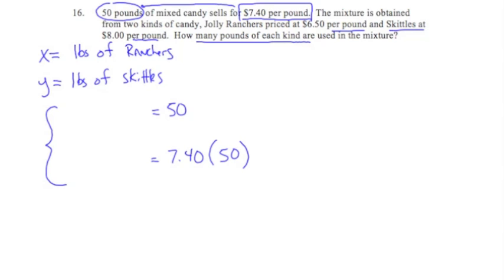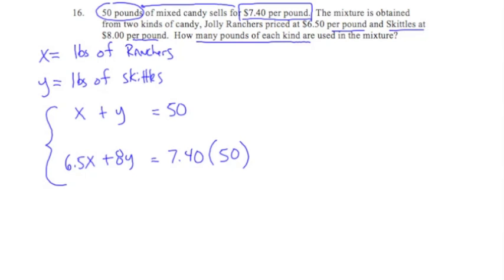Okay. Now once I have my totals, I'm going to go ahead and write my equations. The first one is easy. We want to come up with 50 pounds of this. Well, if I take the pounds of Jolly Ranchers, which was x, and add the pounds of Skittles, which is y, I'm going to come up with 50 pounds. The next case, I want to come up with a total price. So to get a total price, I'm going to take the price for the Jolly Ranchers, which was $6.50 per pound, and multiply it by the pounds that I'm going to use of the Jolly Ranchers. Now I'm going to do the same thing for the Skittles. Skittles were $8 a pound, and I want to multiply that times the pounds of Skittles.